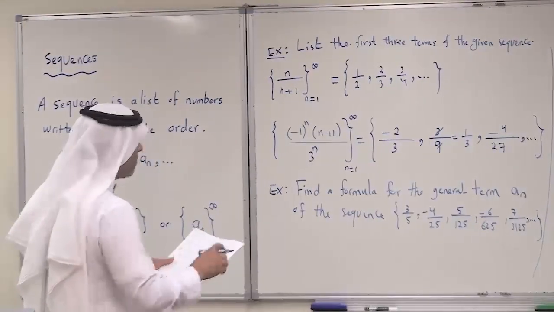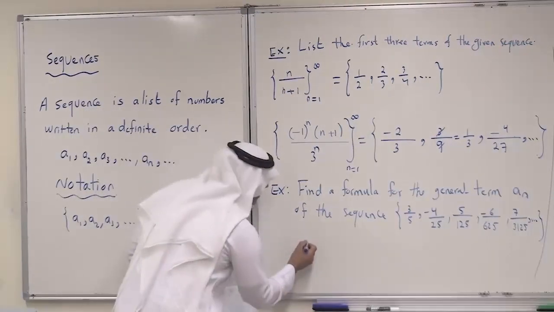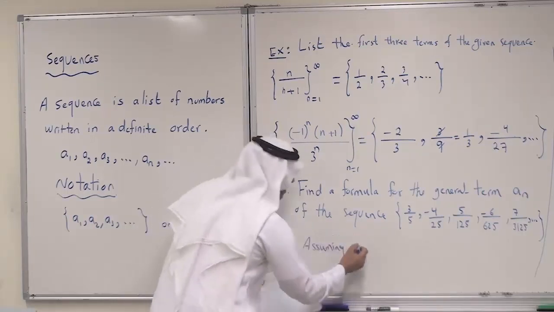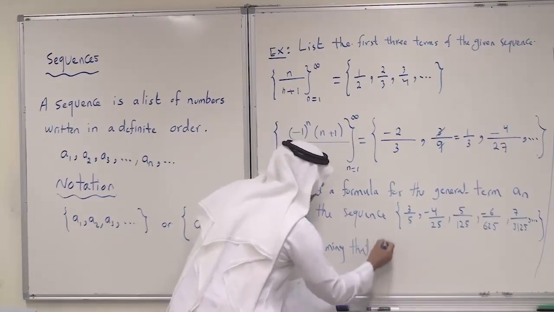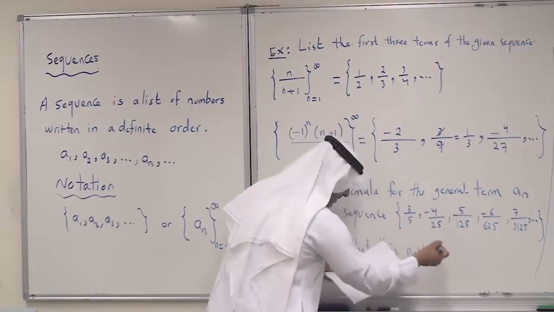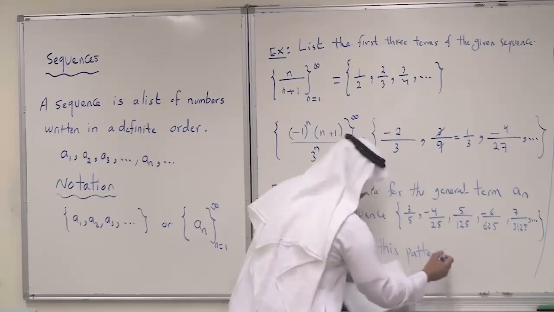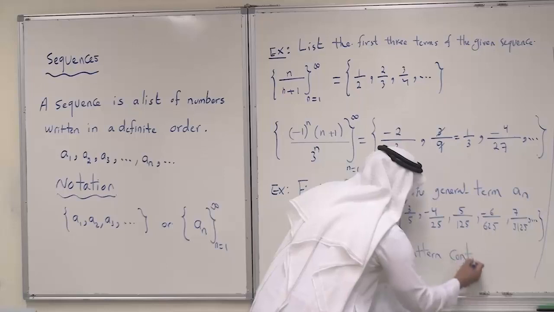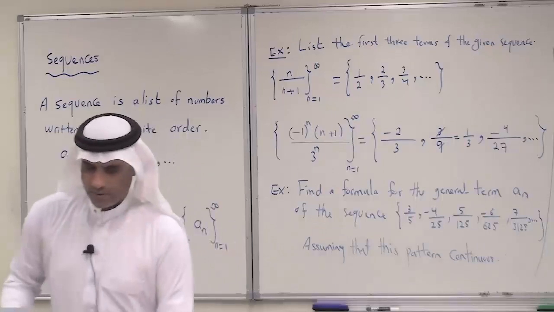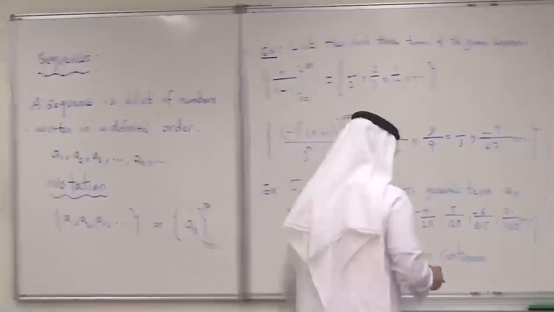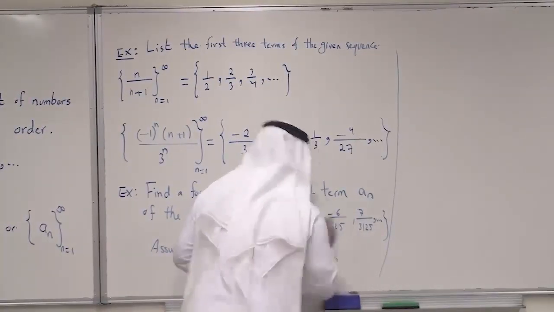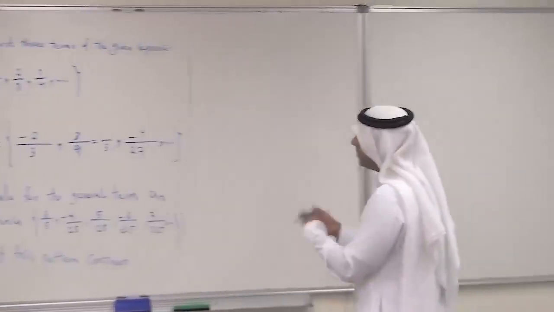What will be the nth term? So I'm assuming this will continue. This pattern will continue the same, okay? This is what we have. So this pattern will continue like this. So what will be the nth term?